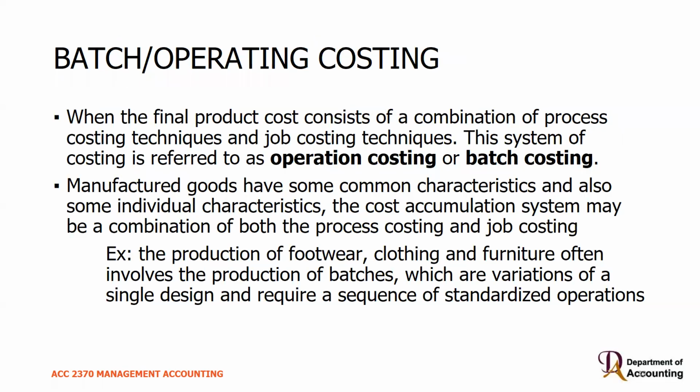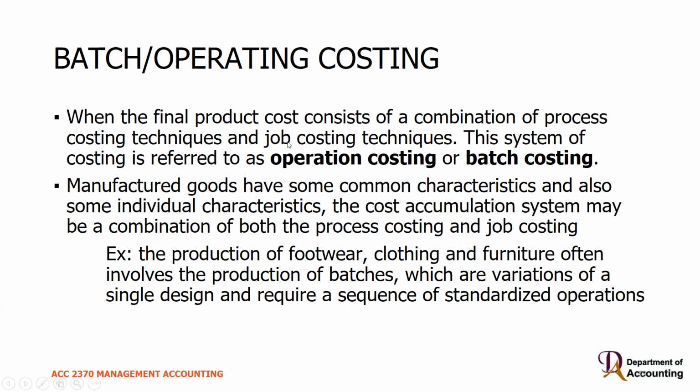Now we are moving to another subtopic, batch or operating costing. This is easy because when we were talking about job costing, process costing and the classification, if you can remember, we discussed batch costing and operating costing. I told you sometimes we can apply job costing for some operations, and sometimes process costing, but there can be situations where we have to use both. If a combination of costing techniques is there, you call it what? Batch or operating costing.